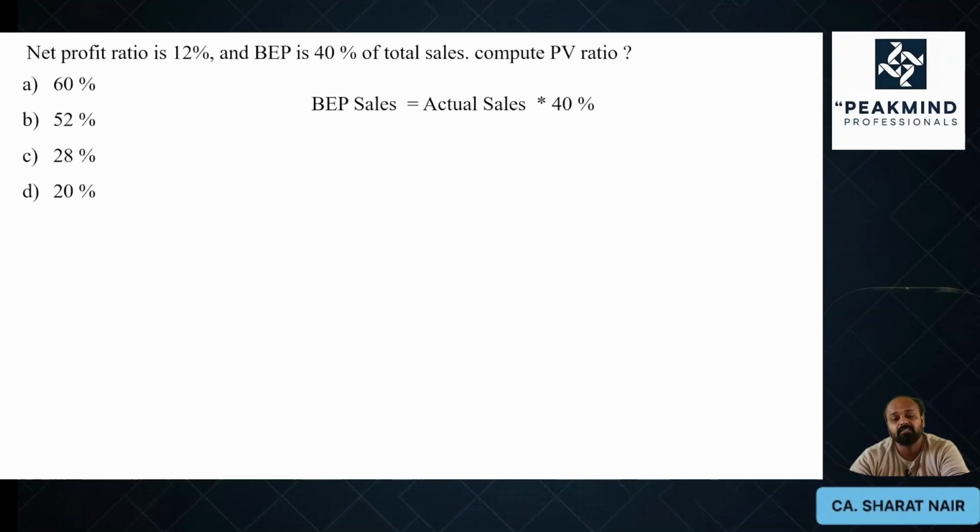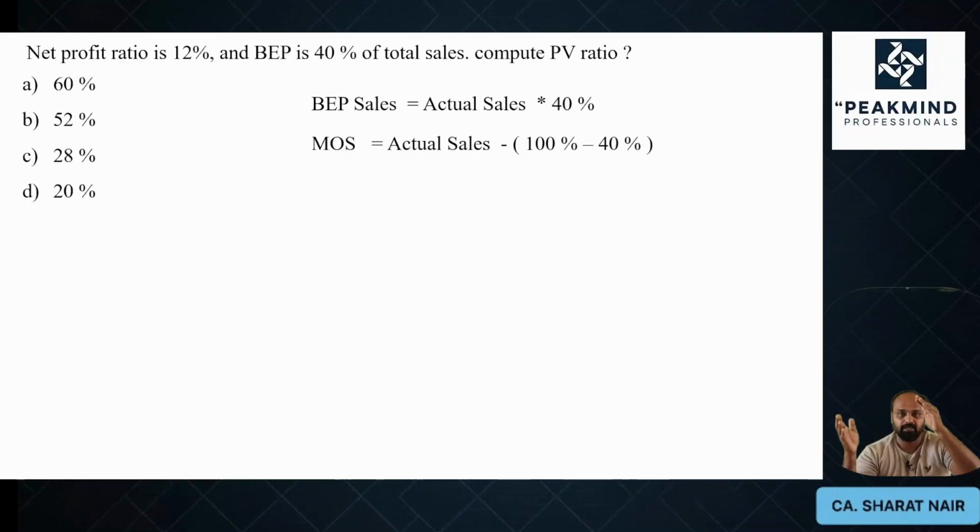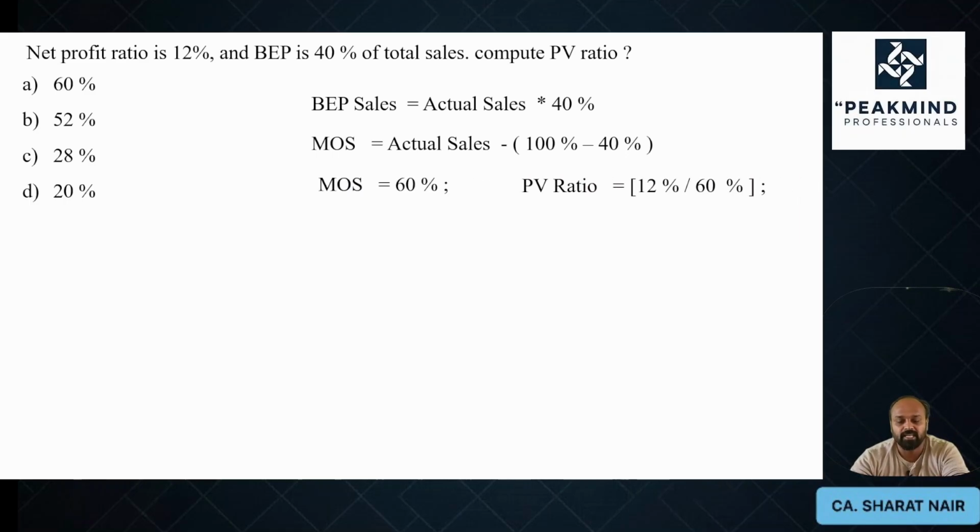We know the break-even sales is equal to actual sales into 40%. In this case, then the margin of safety will be actual sales minus break-even sales, 100 percentage minus 40 percentage. Please understand, my actual sales I can break down into two, that is break-even sales as well as MOS sales, I can say margin of safety sales. If 100 is my actual sales and 40 is my break-even sales, so the remaining 60 will be my margin of safety sales. So it will be 60 percentage. So PV ratio I can compute as 12 percentage divided by 60 percentage. So your answer is 20 percentage. This is your option D.